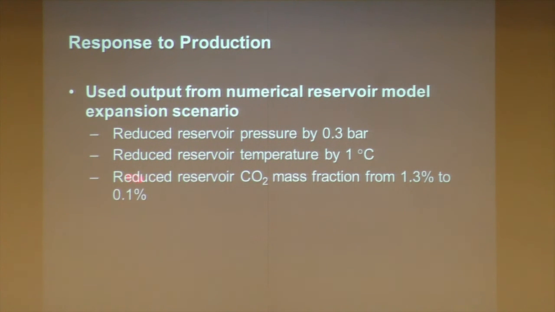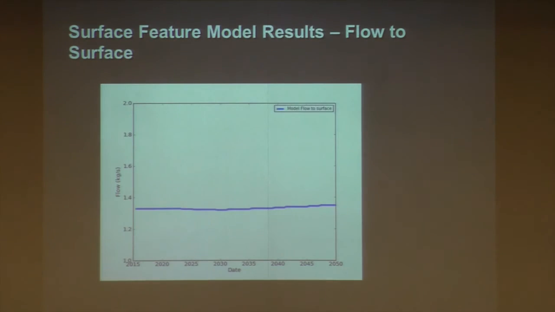After we've adjusted that permeability to match that flow and the pressures and temperatures, we then utilise the output from the expansion scenario to see what the impact on the spring will be. So we've taken the output from the expansion scenario from the reservoir model. We know how the pressures change in that expansion below the spring. We know how the temperatures change, and we know how the CO2 gas volumes change. So we progressively change those quantities within the reservoir conditions at the base of the model and look to see what that means for flow through the conduit.